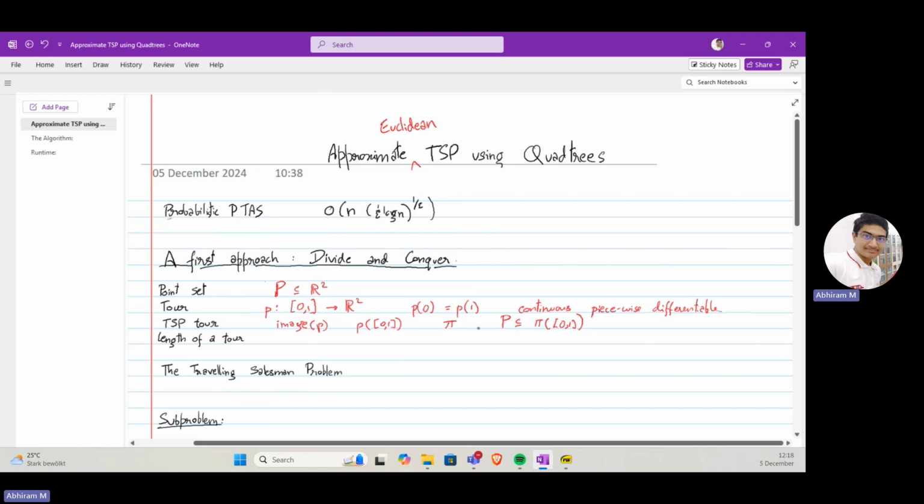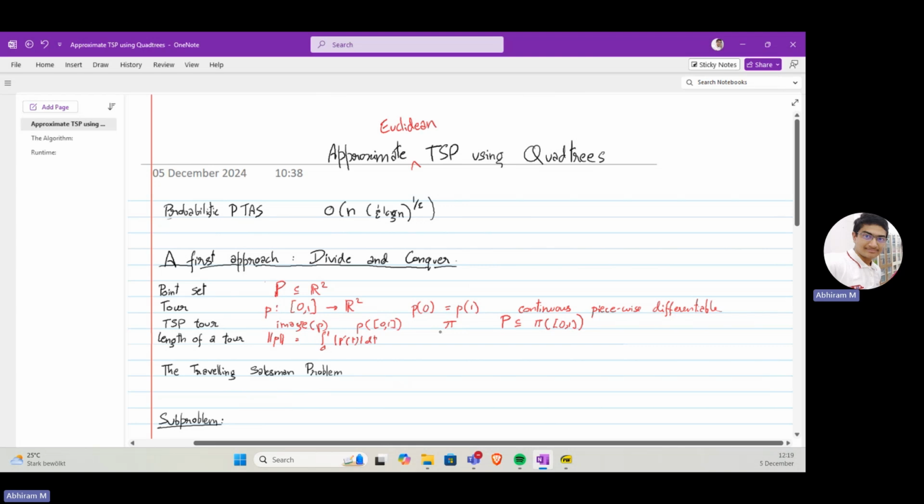The next thing we care about is the length of a tour. The naive idea is the distance traveled. In general for a tour, we're going to denote it by two lines on both sides, and the length of the tour is going to be the integral from 0 to 1. You take the derivative of this function p and integrate it from 0 to 1. That is going to give you the length of the tour. This is why we needed piecewise differentiability. For this derivative to exist, and since it is continuous, we can integrate over this, and the length is going to be well defined.